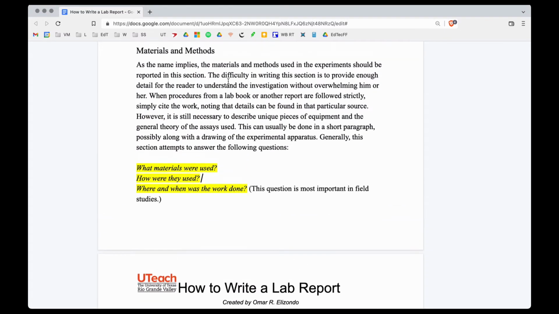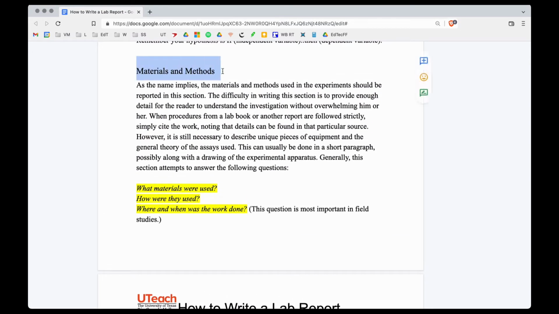The purpose of materials and methods is so that when you give this report to someone in a different country, they can replicate your experiment. They know exactly what you used, what equipment you used, what organisms you used. They know what was mixed, what was heated, and it's in the metric system, so they know what temperature and what measurement you used. Be specific.